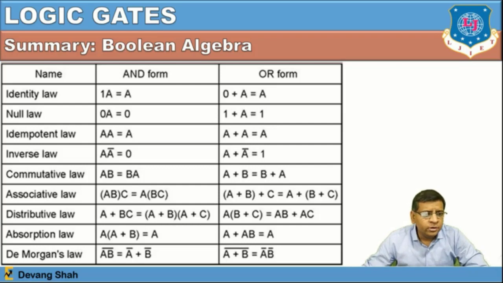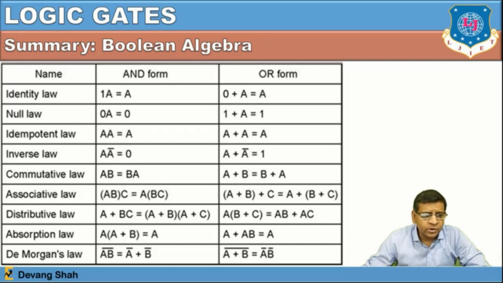Like the commutative law, we have just discussed, A dot B is equal to B dot A, and A plus B is equal to B plus A, right? Same way, here we have the associative law. So (A dot B) in a bracket into C is equal to A into (B dot C) in a bracket. Same with the ANDing and ORing operation.